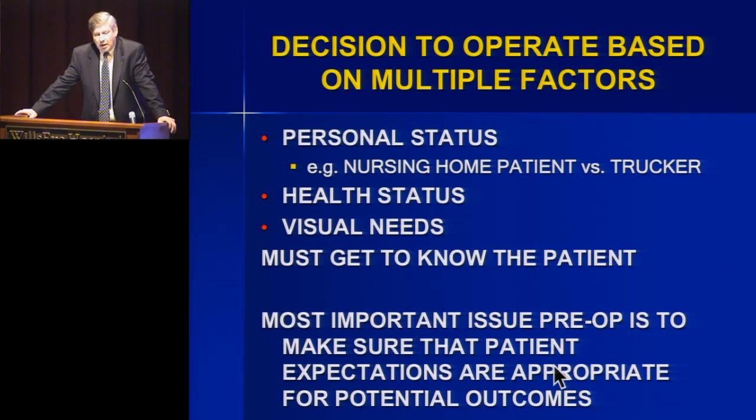Now, the most important thing I'm going to tell you this morning is the next thing, and that is the critical issue preoperatively: to make sure that the patient's expectations are appropriate for the potential outcomes. So what's that mean? Well, the patient says to you, my neighbor down the street just had cataract surgery and they're seeing 20/20 one day after the surgery without any glasses. And you're looking at the patient, you know they've got moderate macular degeneration, so you need to have a long discussion to make sure their expectations are appropriate for what you potentially can do for them.